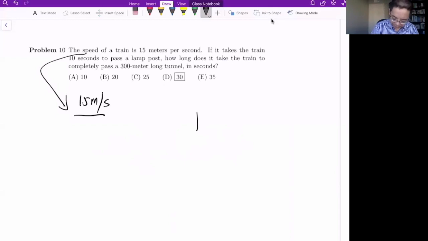So let's say this is the lamppost, and we have the train. 10 seconds to pass the lamppost. So this is the head. Okay, so 10 seconds. And then the question is, if we have a tunnel, so this is the tunnel.